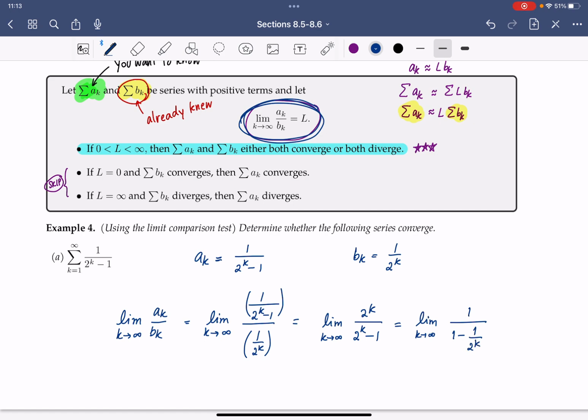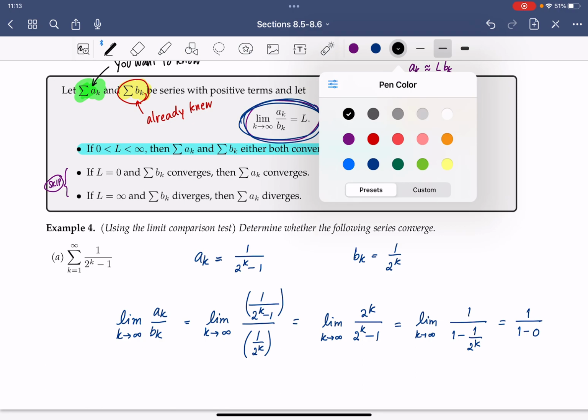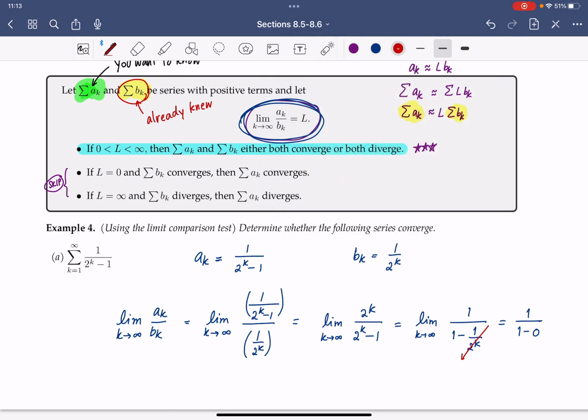Right, so just simplify one more time. So now you get 1 over 1 minus 0 here, because this 1 over 2 to the k is going to go to 0 when k goes to infinity. So actually the limit is 1, and that is a number that is bigger than 0. The limit is 1. So what does it mean when the limit is equal to 1? It means sum a_k and sum b_k are going to have the same pattern.